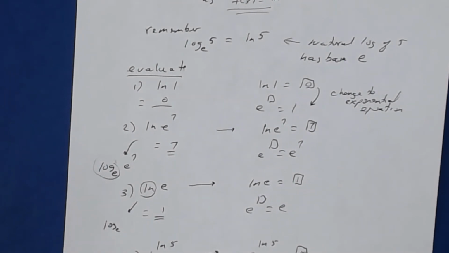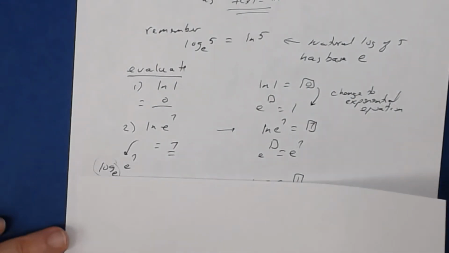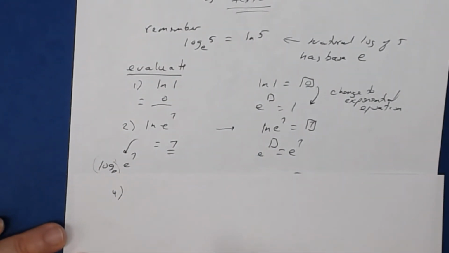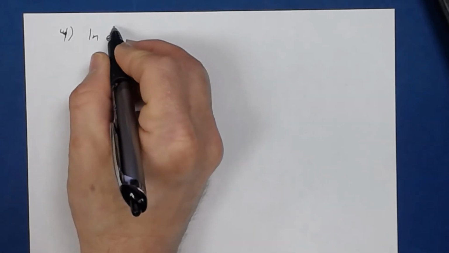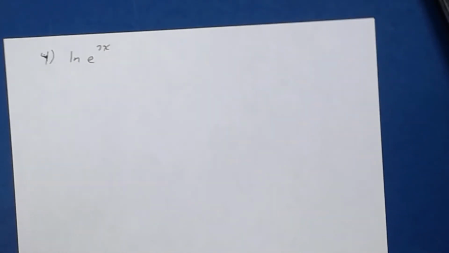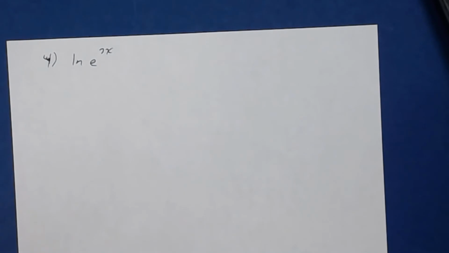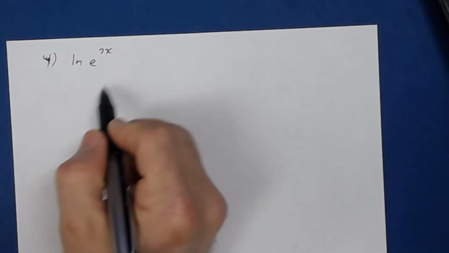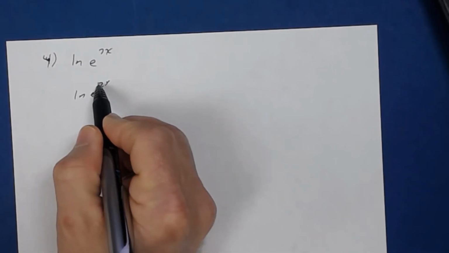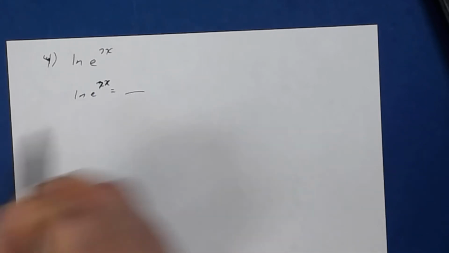All right, number 4, let's suppose in number 4 we had natural log of e to the 7x. Natural log of e to 7x. Now most of you should be able to tell me what this is right away. That's 7x.